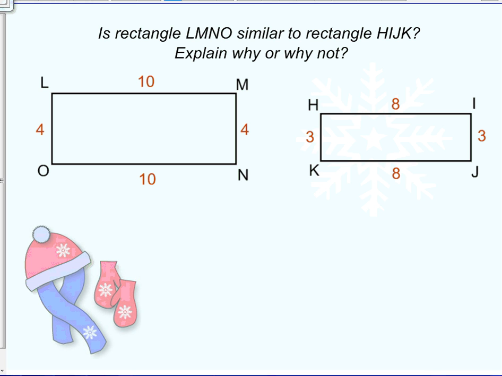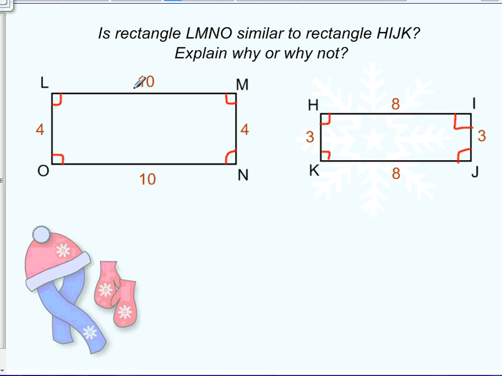In order to determine this, the first question we need to ask is, are my angles congruent? Well, yes, because every angle in a rectangle is a right angle, so we can safely assume that all of the angles in this rectangle are 90 degrees. Otherwise, it would not be called a rectangle.